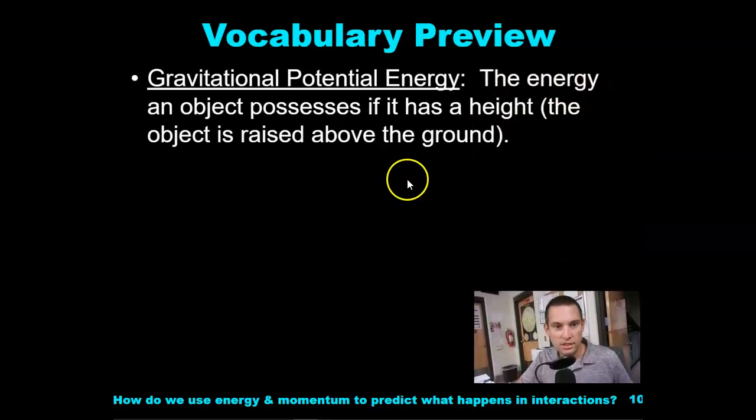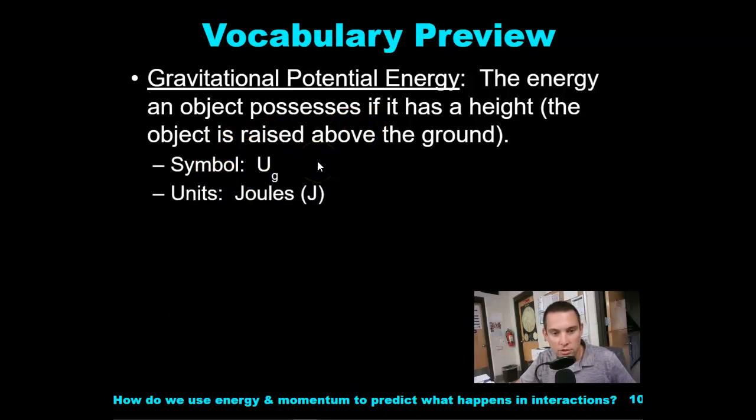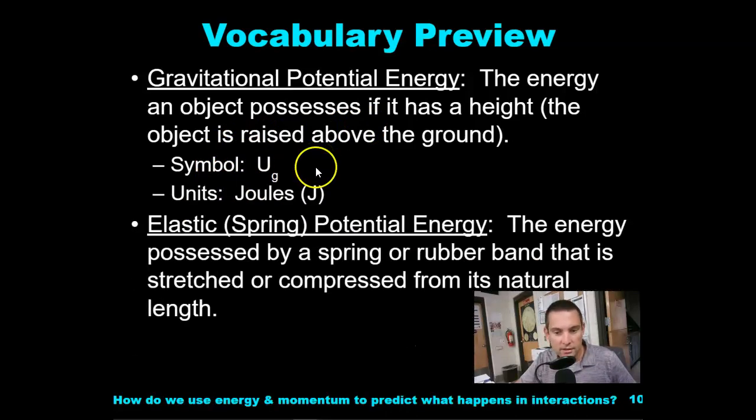Gravitational potential energy is the energy an object possesses if it has a height. So when you raise an object above the ground, you are giving gravitational potential energy to that system. Symbol: capital U sub G. Units are joules. Elastic or spring potential energy is the energy possessed by a spring or a rubber band as it's compressed or stretched from its natural length.